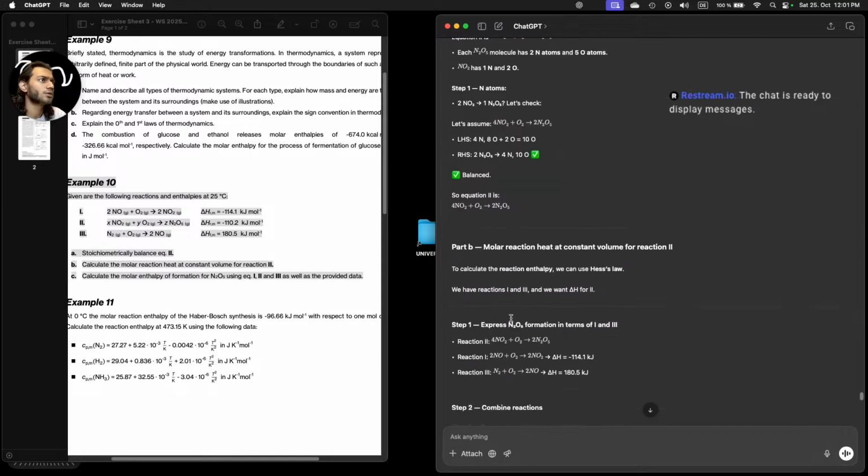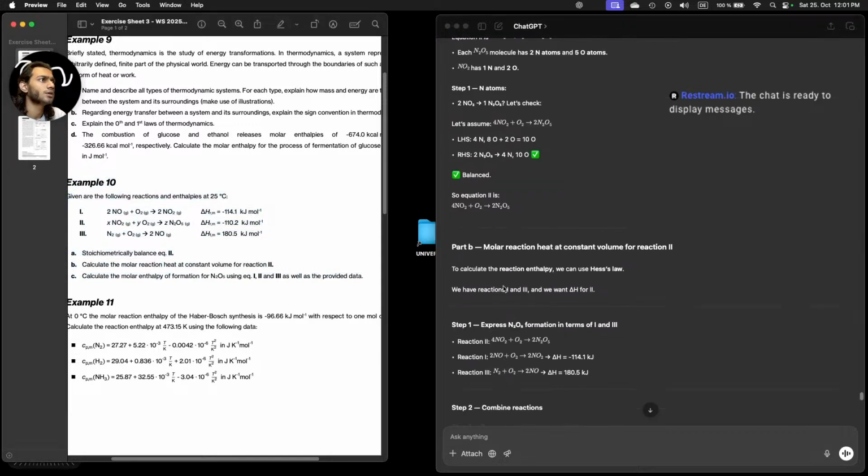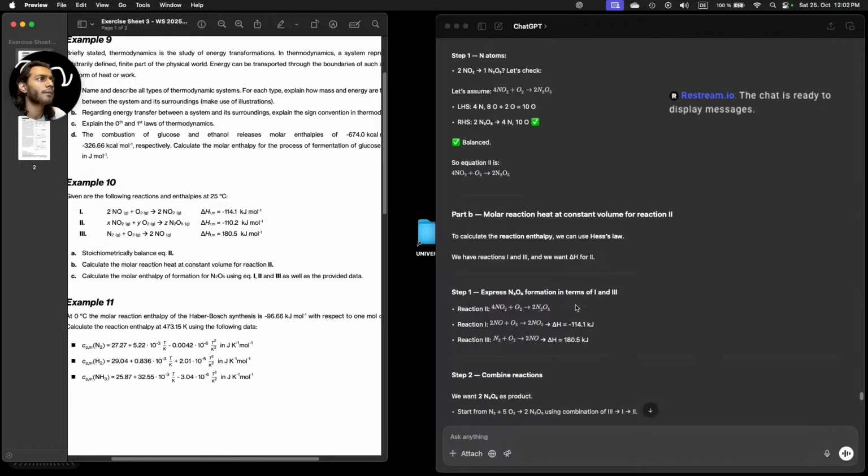Part B, molar enthalpy of reaction. To calculate the reaction enthalpy, we use Hess's law. We reverse this. Reaction 2, reaction 1.